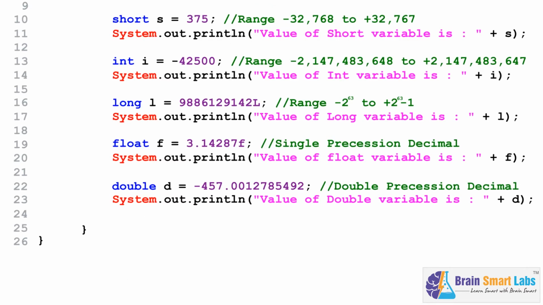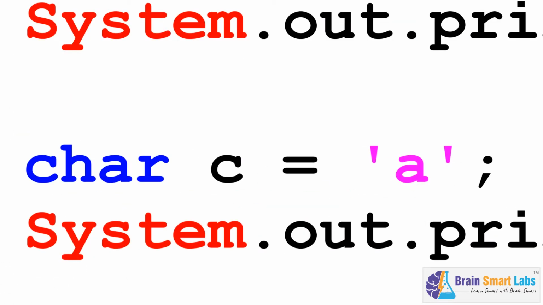Now let us start seeing the demonstration for non-numerical data types, starting with our good old data type char. Char data type in Java is used to hold a single character. A character can be anything that you see on your keyboard. That is alphabets ranging from A to Z, both in lowercase and uppercase, digits ranging from 0 to 9, and all the special symbols as you see on your keyboard.